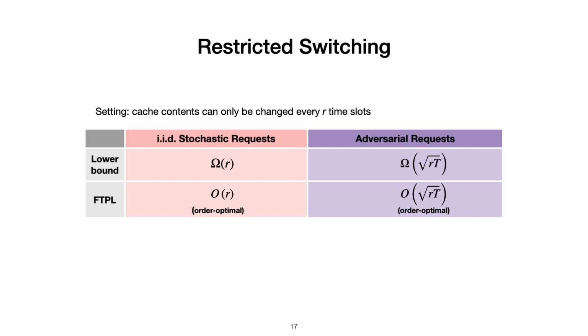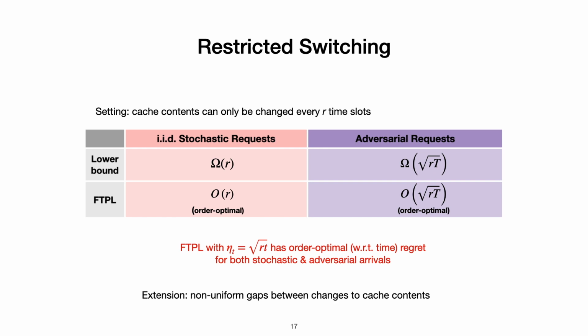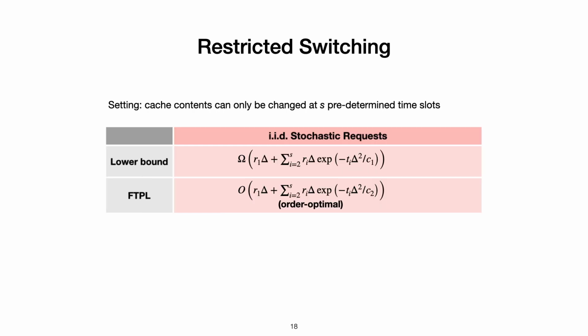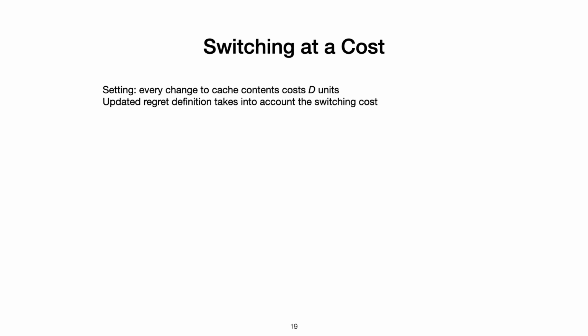In summary, our results show that FTPL with a learning rate proportional to square root small t is order optimal for both stochastic and adversarial arrivals. We have also extended these results to the setting where the gap between the two slots in which cache contents can be switched is not necessarily uniform. Here we have shown that under IID stochastic requests, FTPL with a learning rate proportional to square root small d has order optimal regret. We now move to the second generalization.